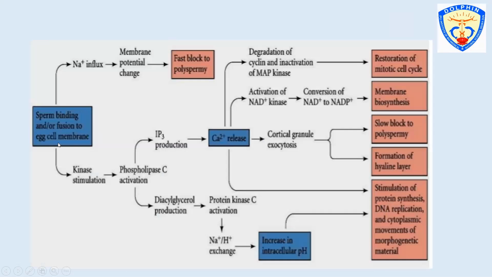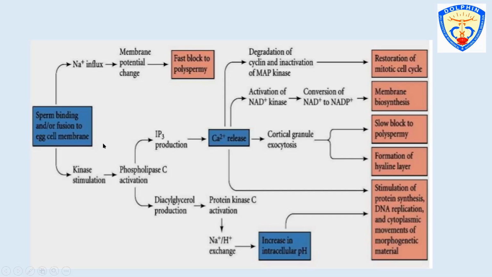This is the flowchart of both types of block to polyspermy. You can see in the first type, this is the fast block to polyspermy. When the sperm binds and fuses with the egg cell membrane, there will be sodium influx and a change in the membrane potential. This will lead to the fast block to polyspermy.